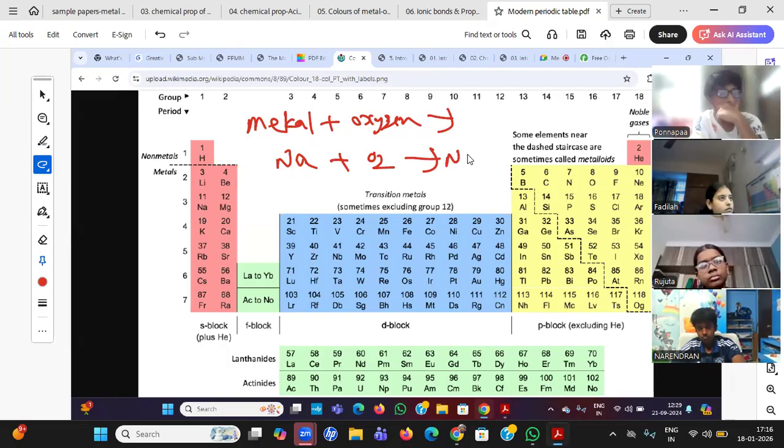So Na2O. Why would water come here, beta? Why water here? Valency. Fadila, metal oxide. Rujuta, right, oxide.